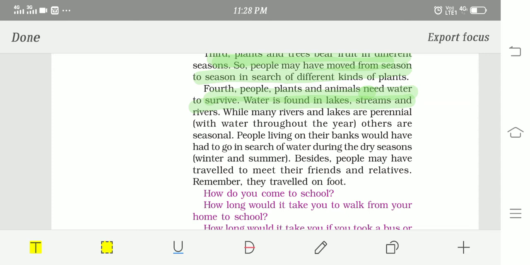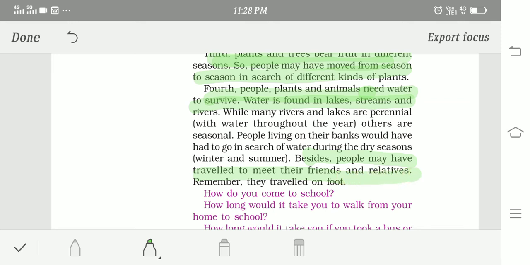Besides, people may have traveled to meet their friends and relatives. Remember, they traveled on foot. This is the fifth point, fourth we have done. Fifth one: besides, people may have traveled to meet their friends and relatives. So this is one of the reasons that people used to move from one place to another.